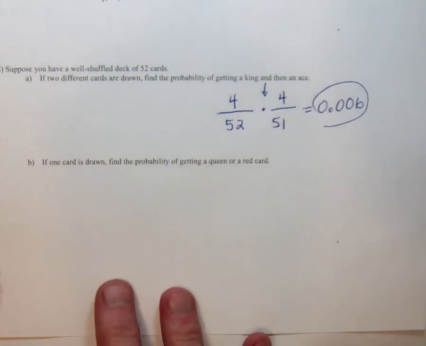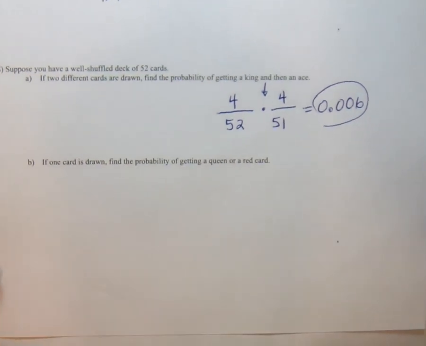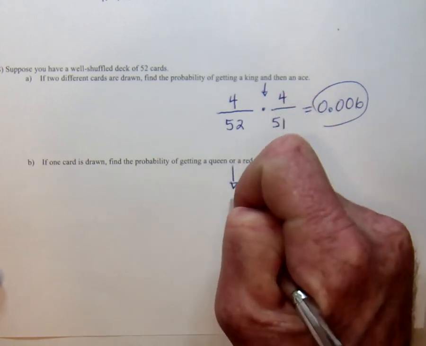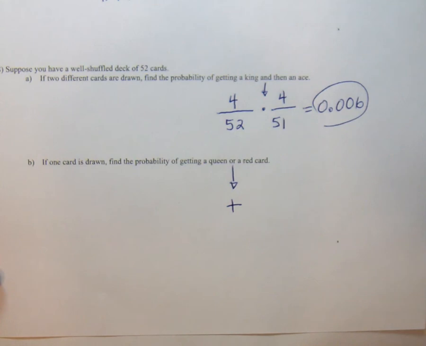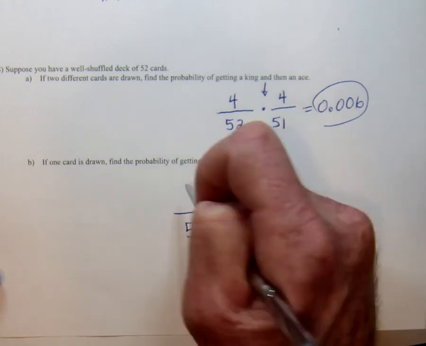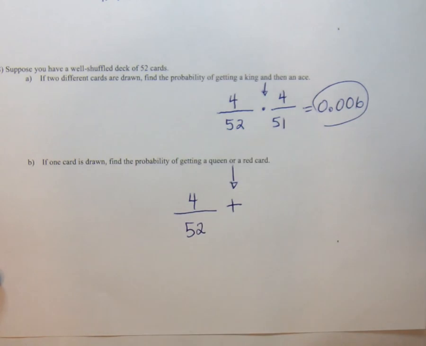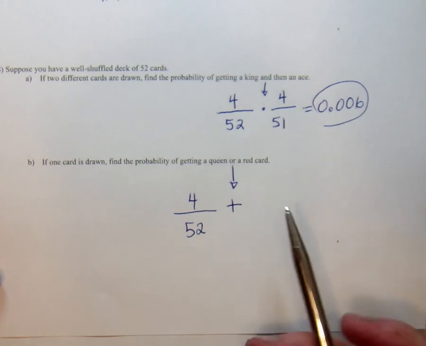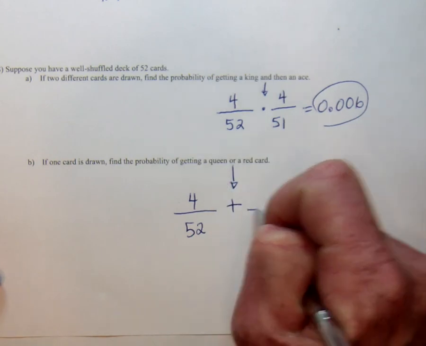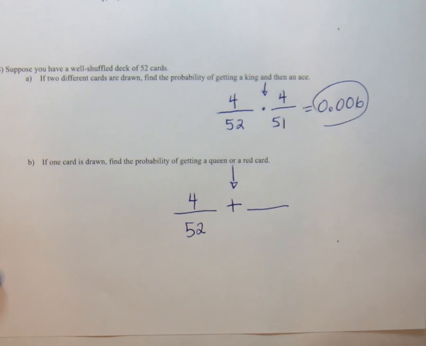Next up, find the probability of getting a queen or a red card. So the or turns to addition. The probability of a queen. So there are 52 cards. For queens, there's 4 of them. Since we're only talking about one card, it's either a queen or it's red. So when I say one card has been taken out, well, it's either a queen or it's not. If it's not, the other possibility is that it's red.